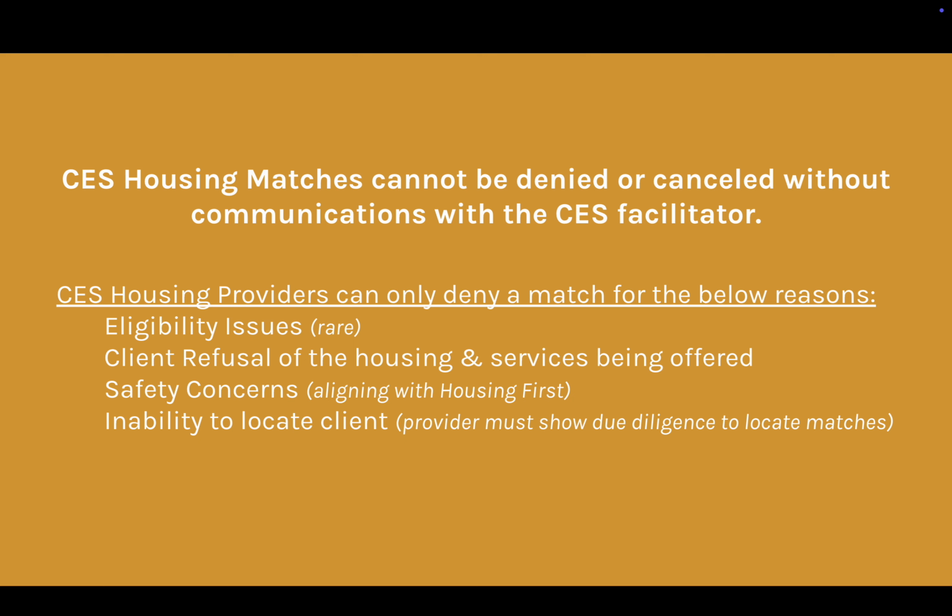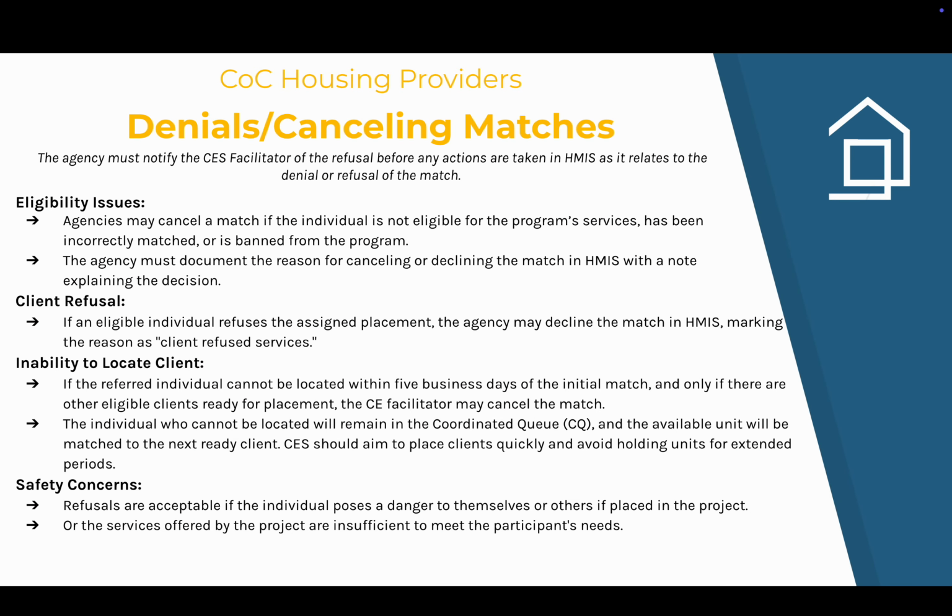Coordinated entry housing providers can only deny a match for the below reasons: eligibility issues, client refusal of the housing and services being offered, safety concerns, and inability to locate client. In the next slide, we will dive deeper into these reasons. If a provider needs to deny or cancel a match, the agency must notify the coordinated entry facilitator of the refusal before any action is taken in HMIS.